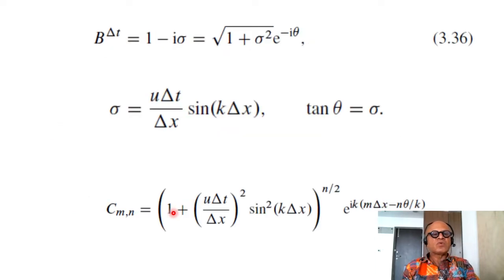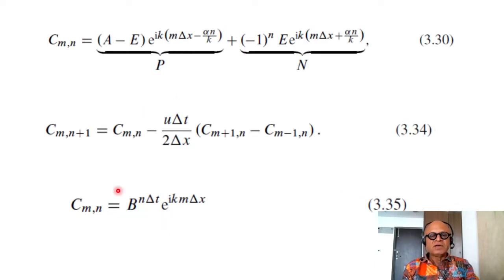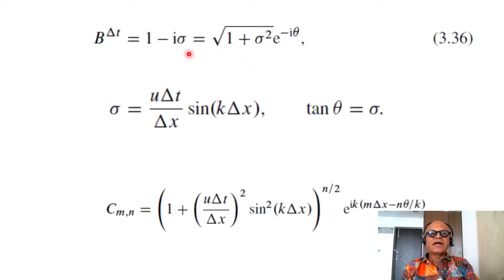Is it stable here? Well, if you look at b to the delta t, it's 1 minus i sigma, solving these two here, and that can be written as square root of 1 plus sigma squared times e to the minus i theta, where sigma again is u delta t over delta x times sine k delta x, and then we can use sigma to define tan theta to be sigma, and the solution looks like C_m^n equal to 1 plus (u delta t over delta x) squared times sine squared k delta x to the n over 2 times e to the i (k m delta x minus n theta over k).